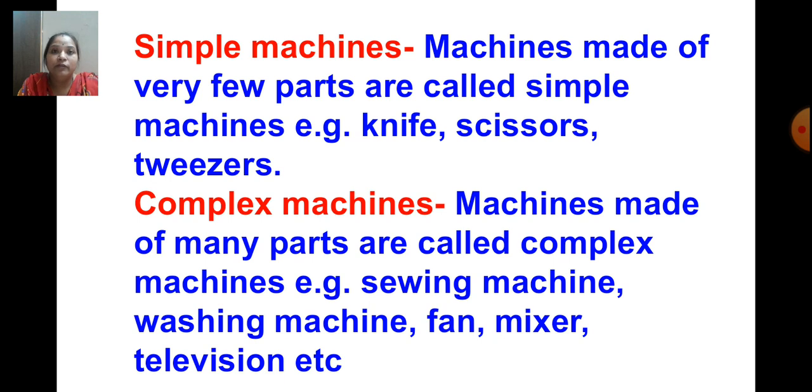So, children, today we discussed about machines, right? About simple machines, about complex machines, about how do we require machines, how do machines help us, right? We also revised about various types of forces. We discussed about force and work. What is the relationship between force and work? For doing more work, more force is required. For doing less work, less force is required.